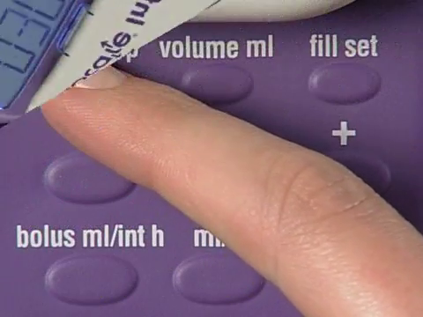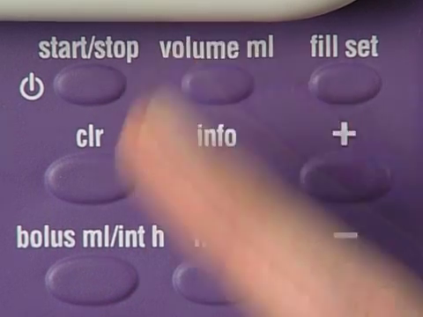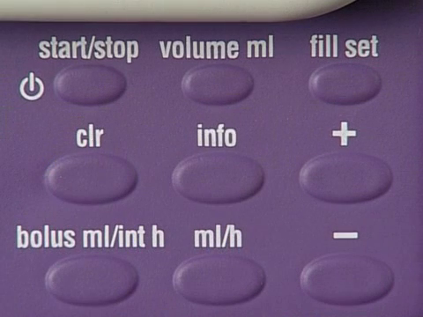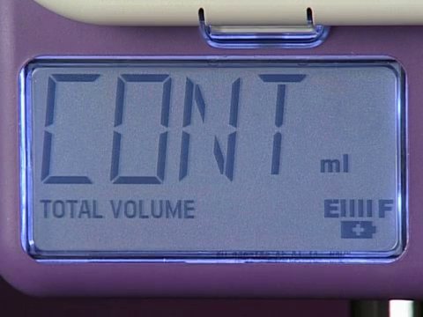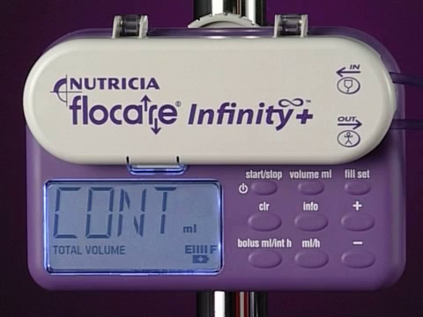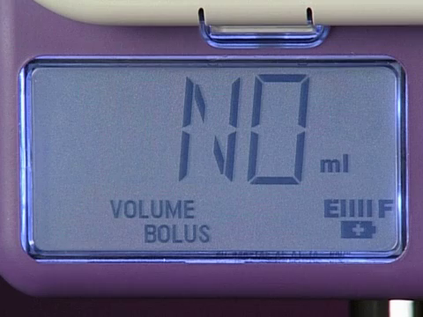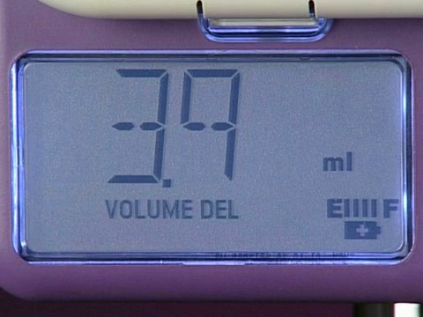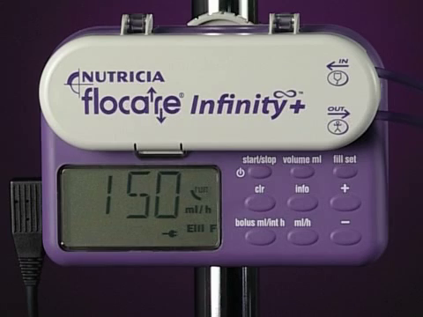It is possible to clear any of the pump's settings. Press Start/Stop to place the pump in hold. Press the relevant key, followed by the Clear key to clear it. The display will return to the Flocare Infinity Plus's default for that setting. For dose, the default setting is CONT, meaning no dose is set and a continuous feed will be delivered. For bolus feeding, the default setting is No, meaning no bolus program has been set. You can also clear the total volume delivered simply by pressing the Clear key to set it to 0.